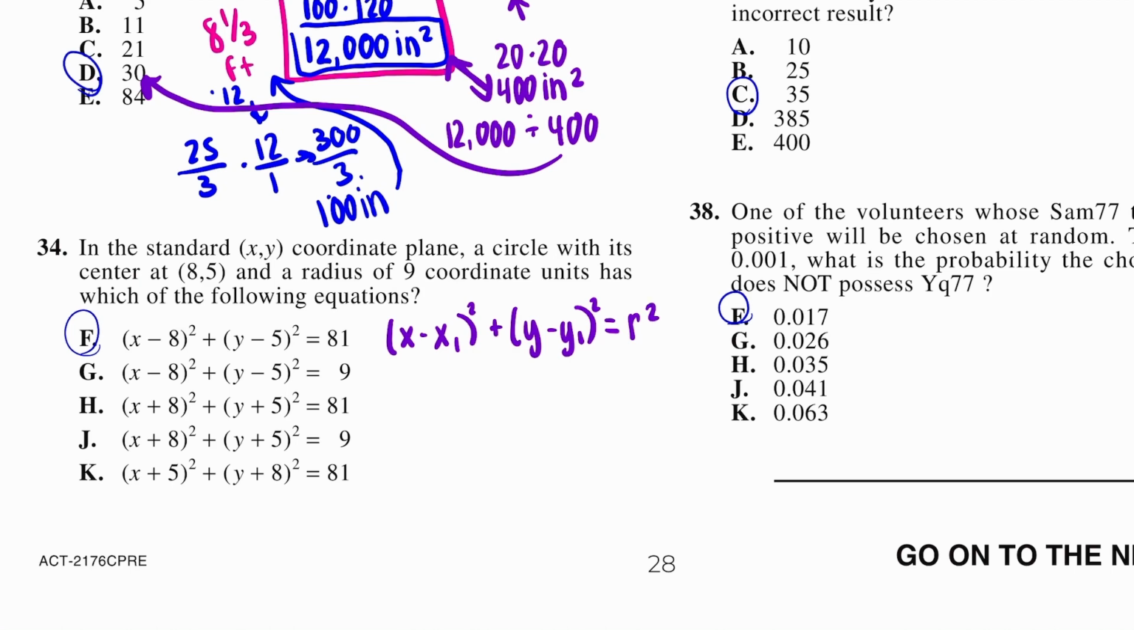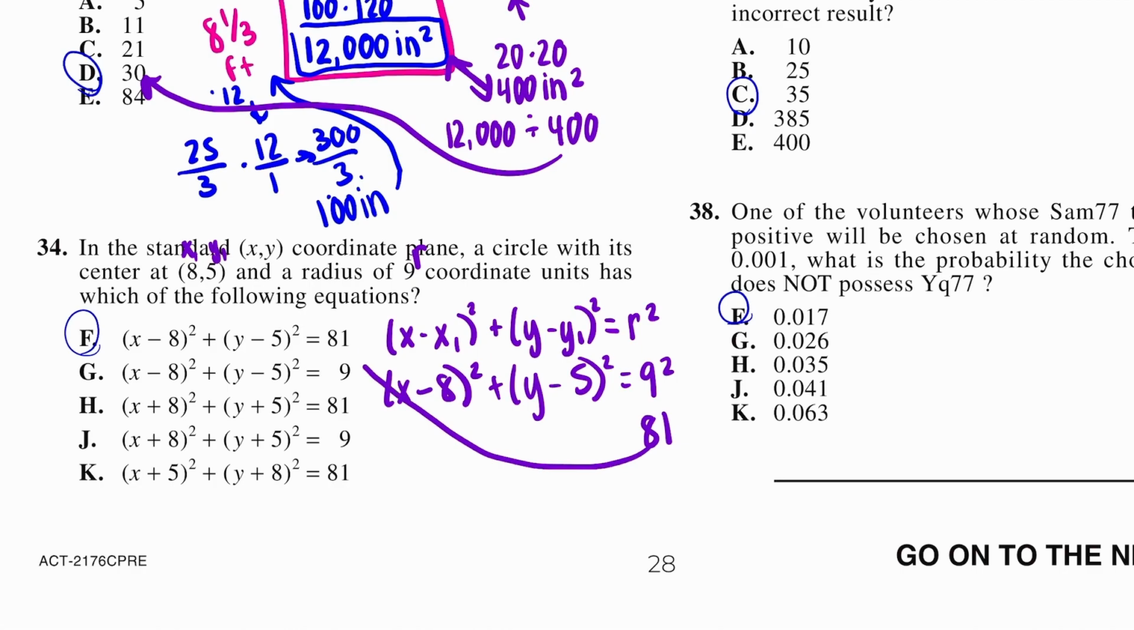So if you plug all those in, this is x and this is y, and here's your radius. So (x minus 8) squared plus (y minus 5) squared equals 9 squared. 9 squared is 81, which gets us letter F.